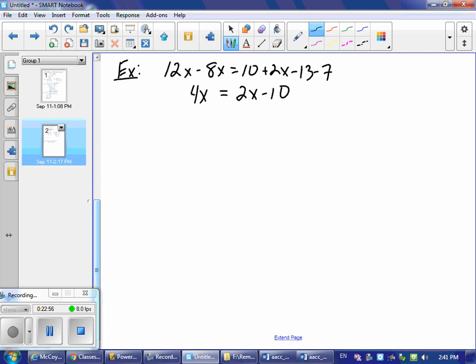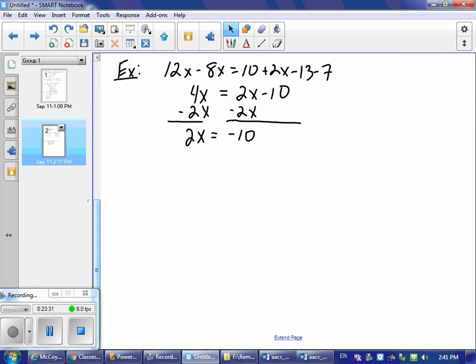So now I have x's on both sides of the equation. And I need to get all of my x's to one side or the other. So the smaller amount of x's here is the 2x. I think I'm going to subtract the 2x on both sides of my equation. So 4x minus 2x will give us 2x on the left. The 2x minus 2x on the right is 0, but don't forget to bring down the 10. And remember, it's a minus 10. That minus stays with the 10.